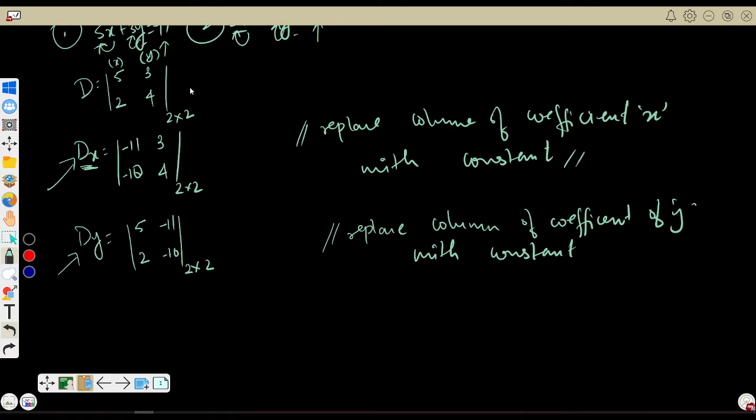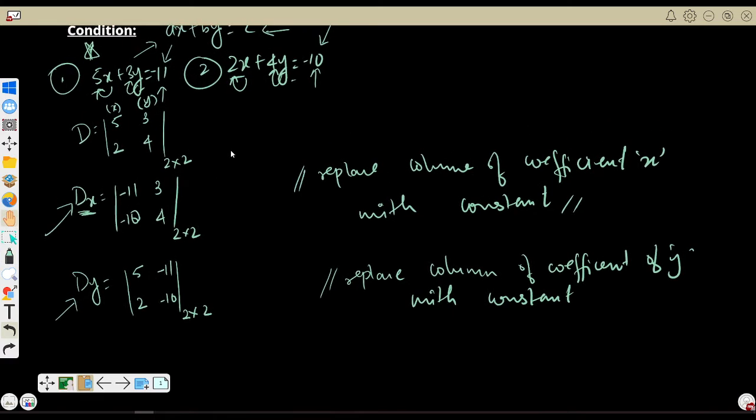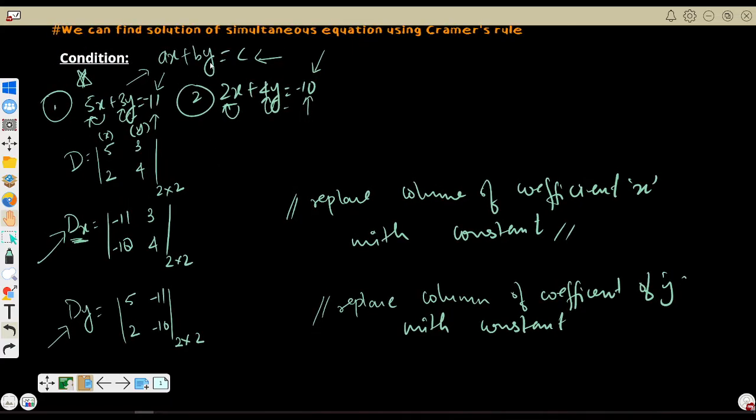If you want to use Cramer's rule, the first step is you need to check whether the given equations are in this format, that is ax plus by is equal to c. Make sure that the constant is on the right hand side. After that, you will form three determinants. First is determinant D, then second determinant is dx, and the third determinant is dy.